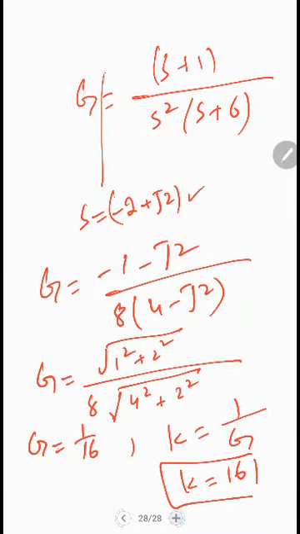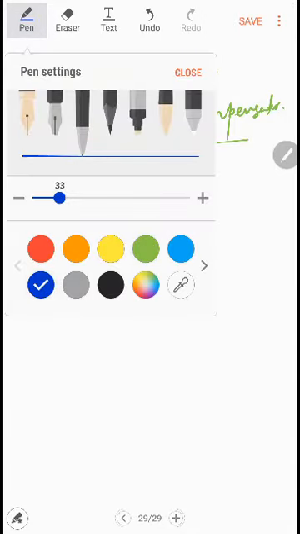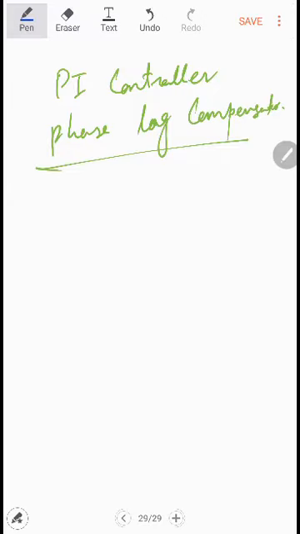So we just designed the lead compensator, or the PD compensator. In this session, we will talk about the PI controller, which is also called the phase lag compensator. So why phase lag compensator? We already discussed it in the previous session. It is recommended to listen to the previous session to understand this one.